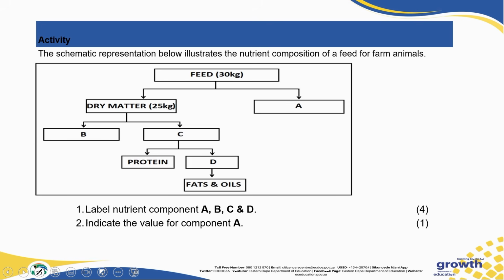Let's read the question. Label nutrient component A, B, C, D. So A is the moisture part. B is the inorganic part. C is the organic part, which has protein and the oils, so it is the lipids here. The moisture part here, the inorganic part, upper, it is the organic component of a feed.